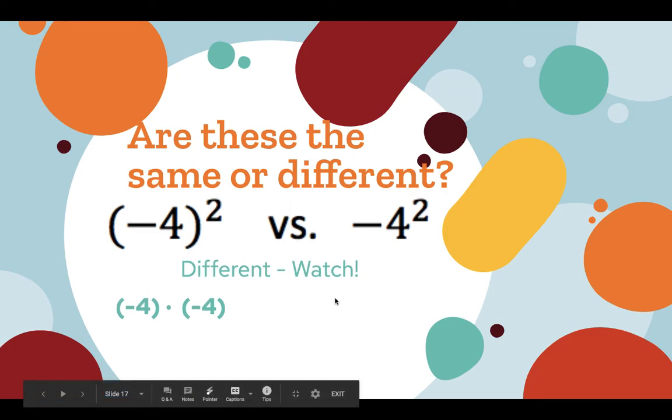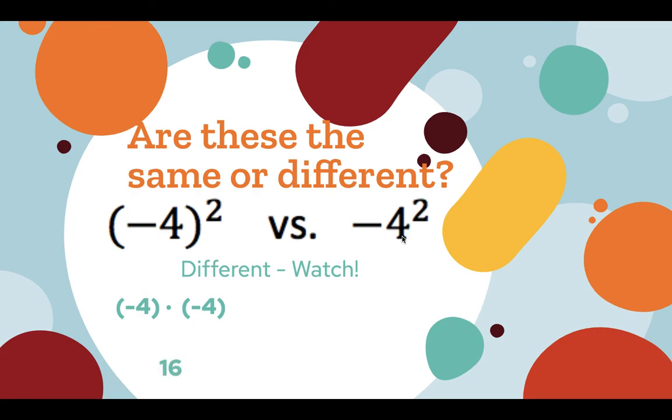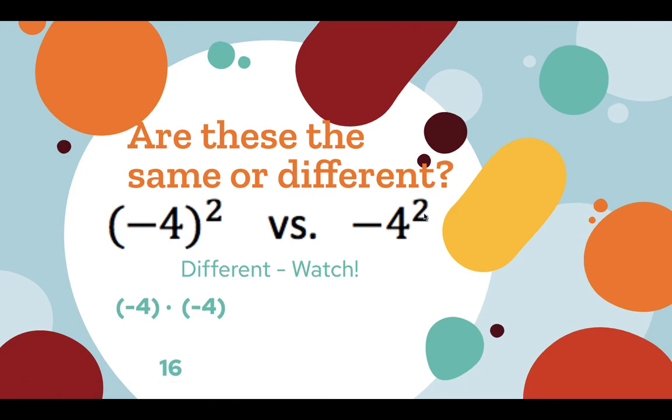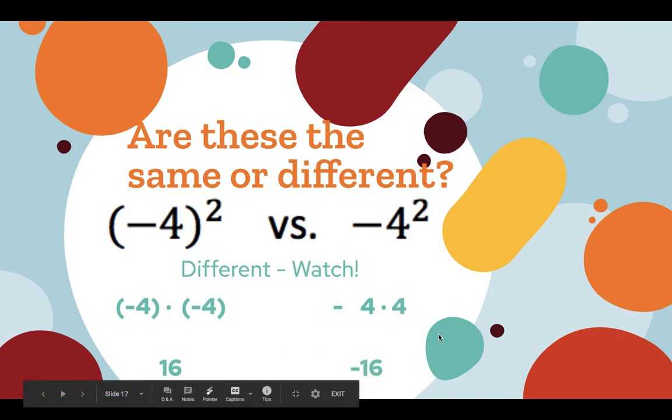Let's look at this one. We have a negative sign, and -4 times -4 will be +16. Now let's take a look at this one. We have a negative, but we're going 4 times 4 again, because that's what it's telling us. So 4 times 4 is 16, but then we still have this negative, so our answer is going to be -16. So they're opposites of one another.